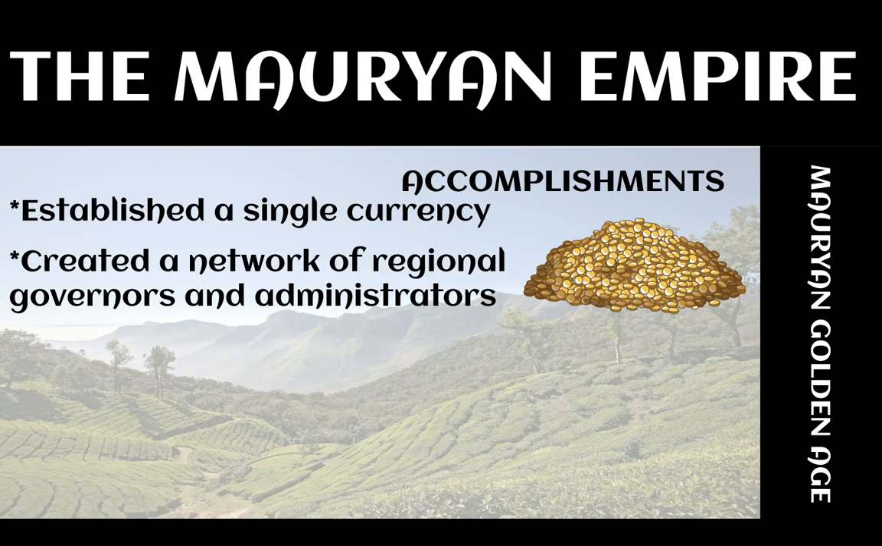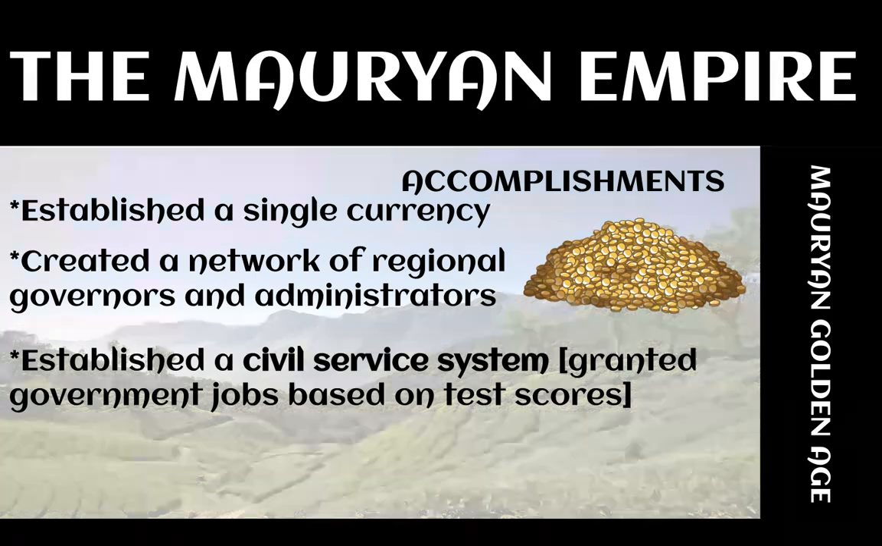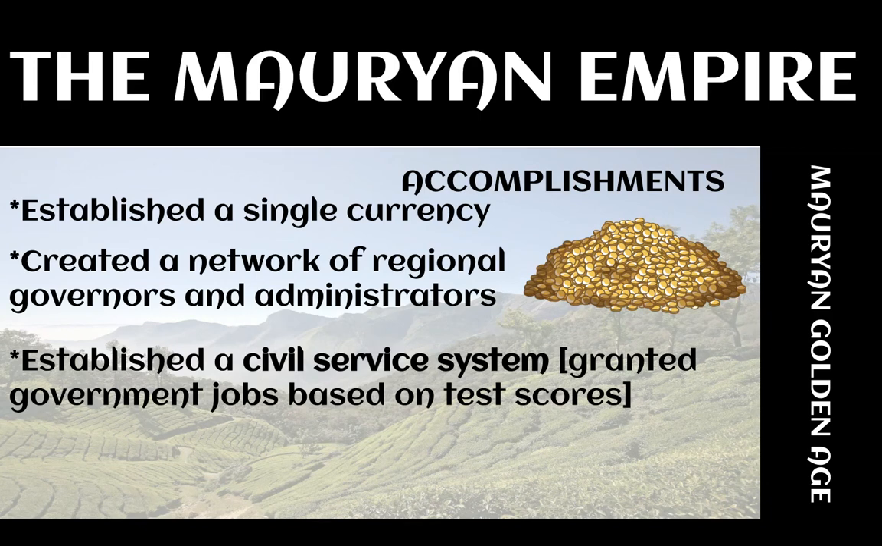He created a network of regional governors and administrators that helped him govern all of these different areas within the empire. He was one of the first to establish a civil service system. This is a system where you have to pass a test in order to get a certain government job. It's solely based on merit or skill or knowledge, not based on your social class or who you know or how much money you have. You have to be able to prove that you are knowledgeable. And of course, the tests were based on Buddhist principles.